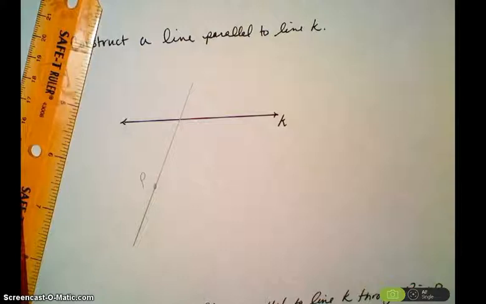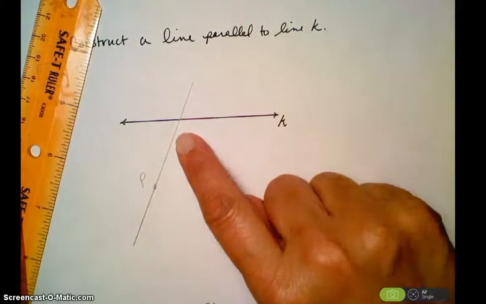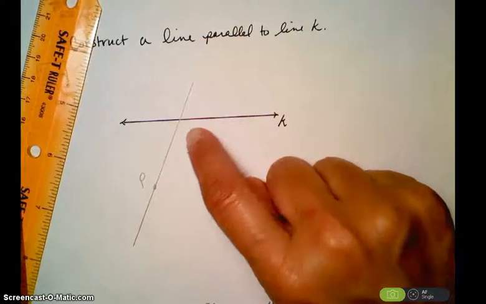Okay, now the whole premise of this construction is the converse of the corresponding angle theorem: if the corresponding angles are congruent, then the lines must be parallel. So what we're going to do is go ahead and duplicate this angle right here.